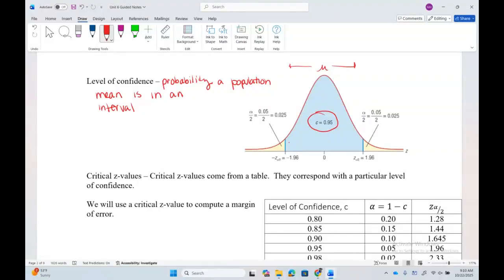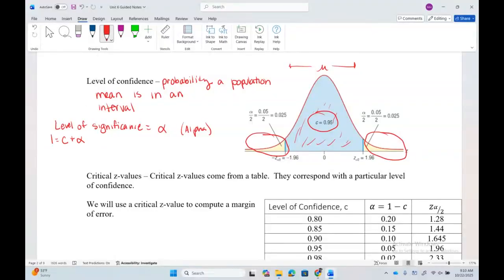Okay. All right, so C represents this area that's shaded in the blue. Now our level of significance is this alpha symbol. And the level of significance are these two tails. So 1 will equal whatever our level of confidence is plus our level of significance. I could also say this level of confidence is 1 minus my level of significance.